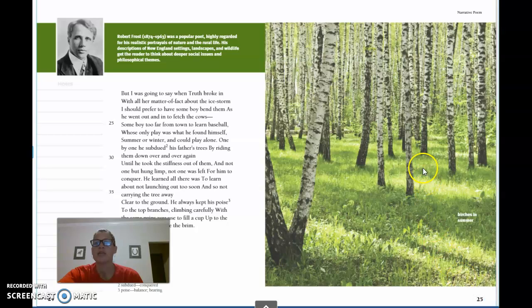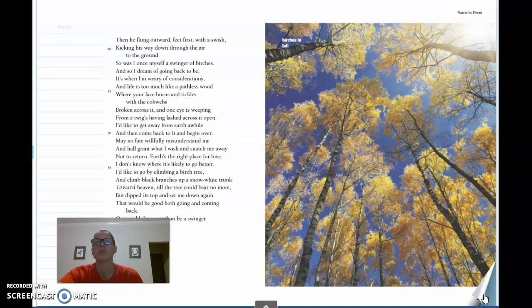Okay, same trees. Looks like the seasons probably changed because we've got some different colors. Well, and the birches again in another season. So maybe you can identify those different seasons based on the trees. I personally love this picture.